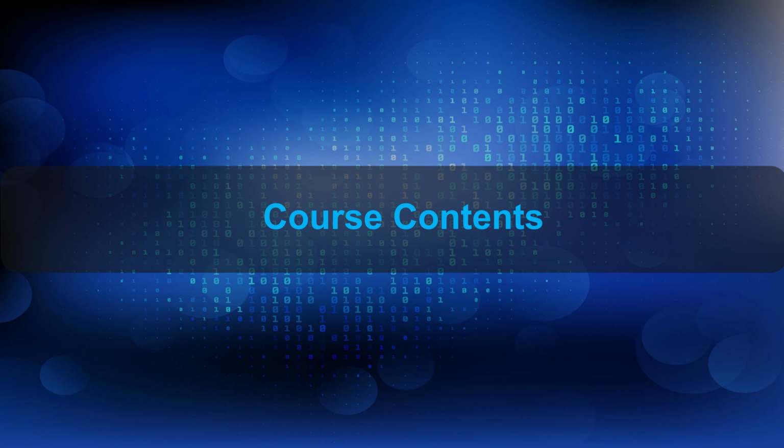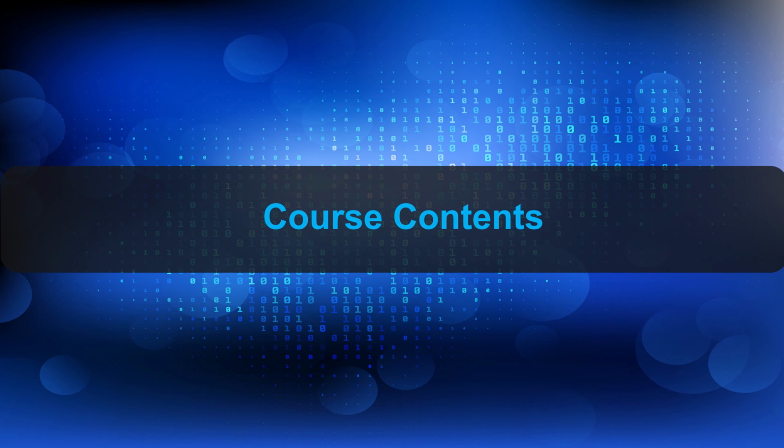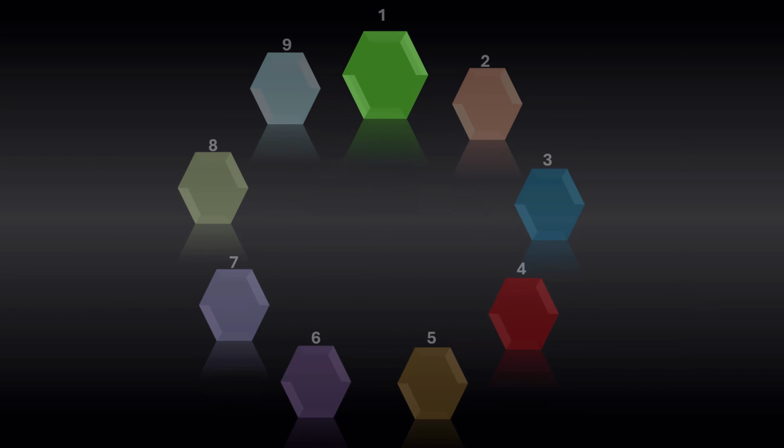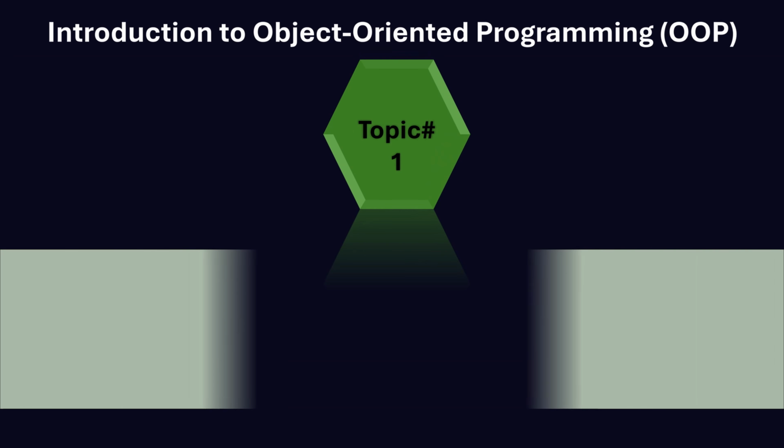We will follow a structured course outline covering everything from classes, objects to inheritance, polymorphism, and advanced topics. These are the 9 topics that we will be covering. First topic would be Introduction to Object-Oriented Programming.